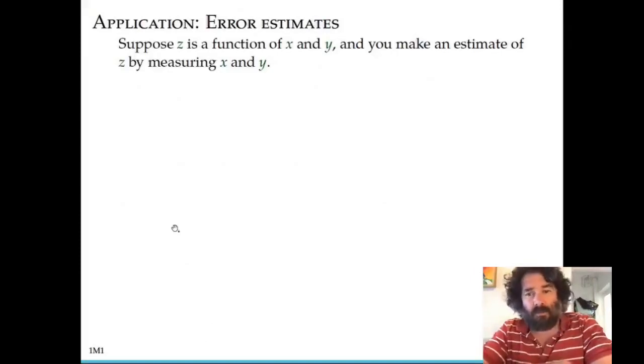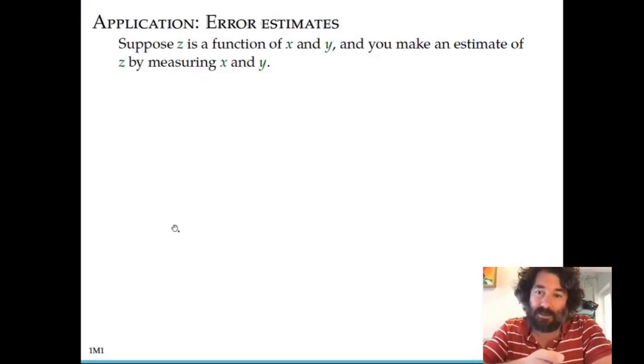So what we have here is we suppose that we have a function z of two variables, and similar comments could also apply if there were more than two variables, but we're just going to discuss the case of two variables. And z is what you're really interested in. But z is a function of two variables, x and y, that you measure. So you measure x and y, and then you calculate z based on some formula.